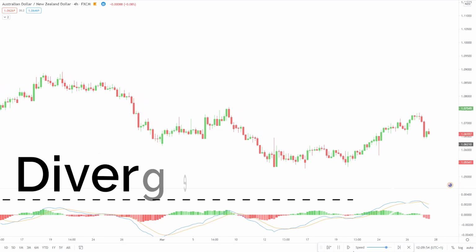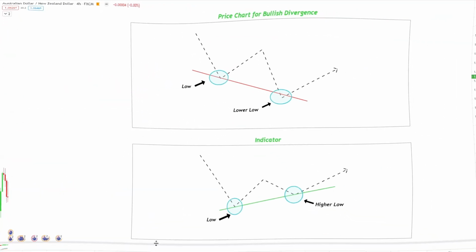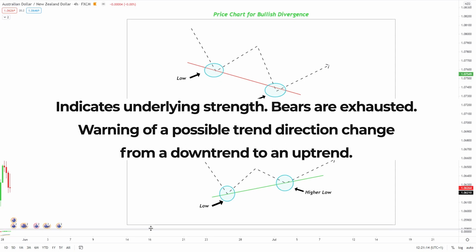Now that we have defined divergence, let's take a look at the various types of it. Whenever the price makes a new low but the indicator makes a higher low, this is referred to as bullish divergence. The connection between the lows on the price chart forms a downside angle. However, the connection between the lows on the indicator forms an upside angle, which normally results in price moving in the opposite direction, potentially leading to a long trade.